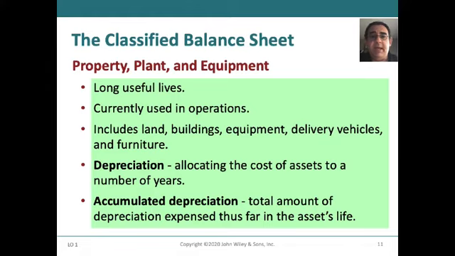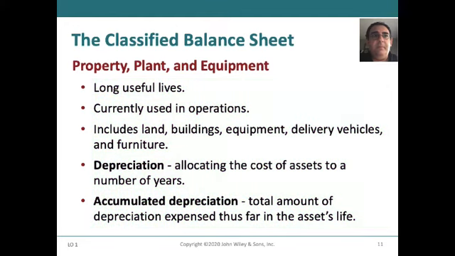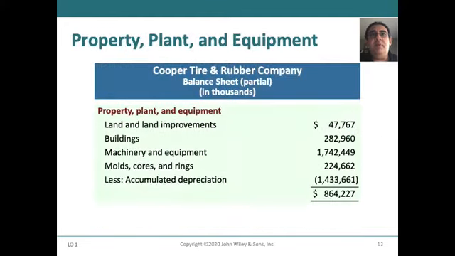And as an offset to the particular property, plant, or equipment, you'll see an account called accumulated depreciation, which is an accumulation of the amount of depreciation that has been expensed so far. And we'll talk about that more in a future video. Here's an example of Cooper Tire and Rubber Company's balance sheet. Their section of property, plant, and equipment includes land and land improvements, buildings, machinery, molds and rings, less accumulated depreciation, and this is in thousands. So their total property, plant, and equipment is about $864 million.